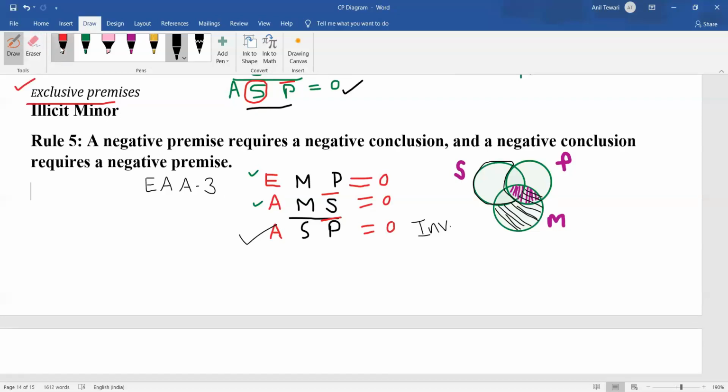So you can start from the beginning. You can see whether there is undistributed middle. So you can see E has distribution of middle as well as predicate. A has distribution of middle, and here also this is the status of distribution. We have circled the distribution status, so all these terms are distributed.